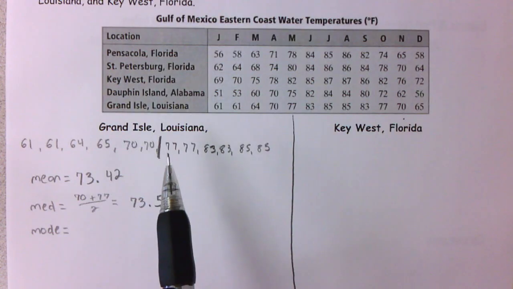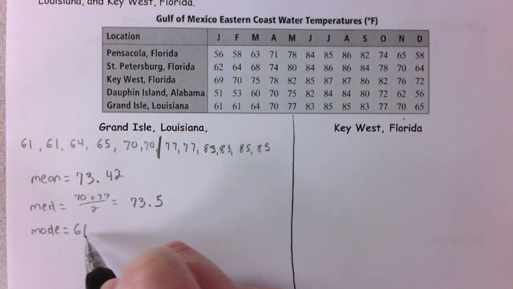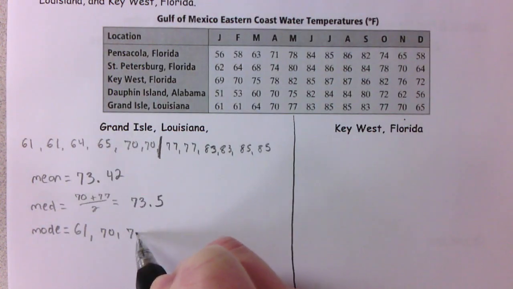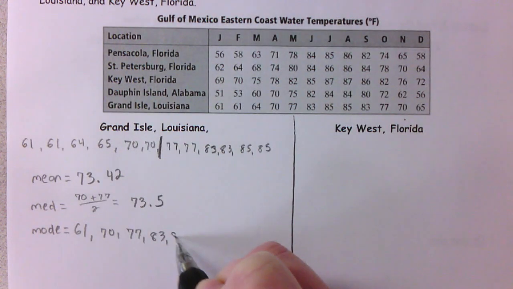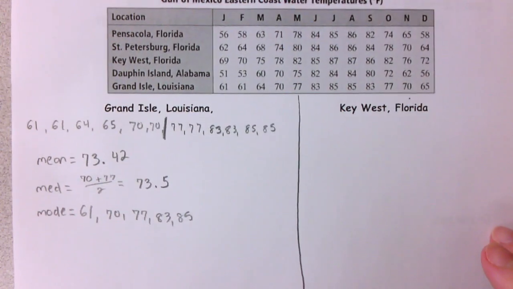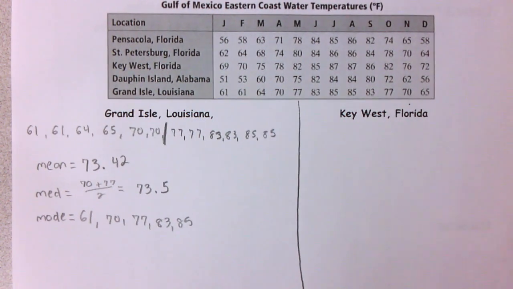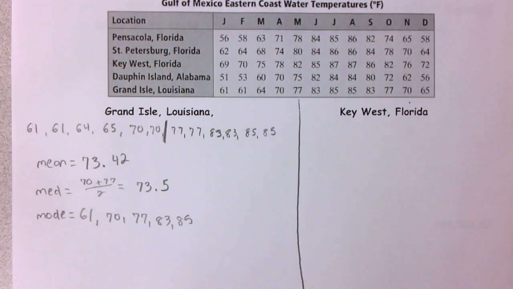So we actually have a couple modes in here because we have duplicates. So 61, 70, 77, 83, and 85 are all modes. Okay? So hopefully that's a little bit of review for you guys. Let's see if you guys can do the Key West data for Florida on your own.